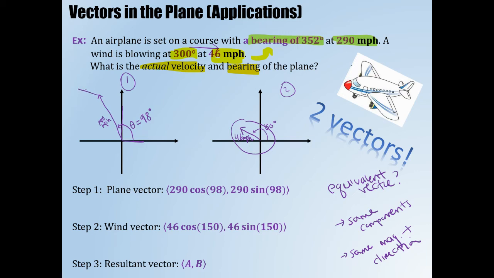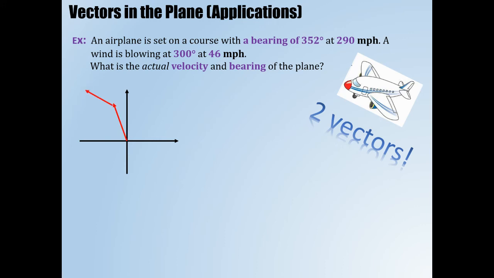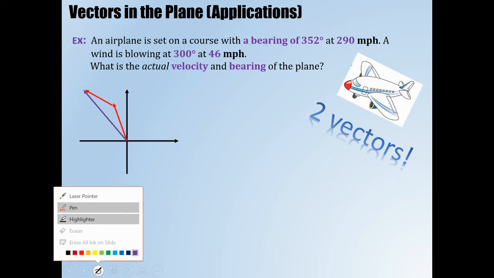Oh goodness, that's not very nice. That's fine. This is still 150 degrees with the horizontal, and I'm just moving it. It's the same vector, the exact same vector that I started with. But then I'm able to see a little bit more. What is the result of combining these two vectors? I've got these two, and that purple one is the resultant vector.